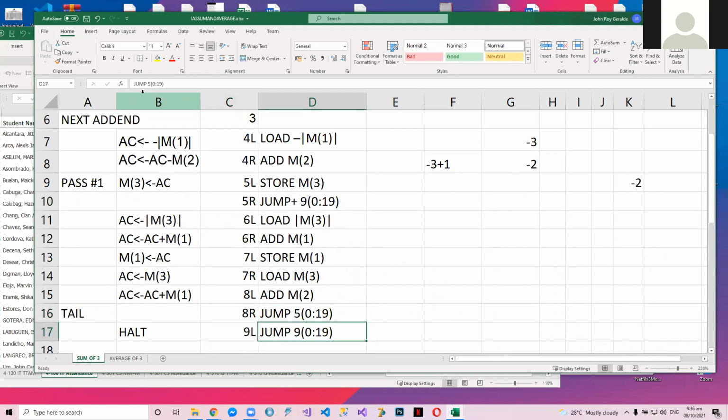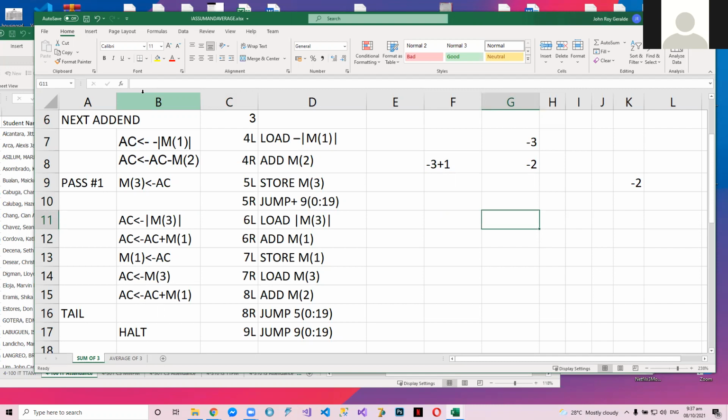The next command after the tail is just jump to itself. Remember, this is the same factorial program. You have replaced the multiplication with addition. So obviously this will not do a jump. We will proceed here. Add M1. What is M1? We are going to load M3 now, sorry, load M3.